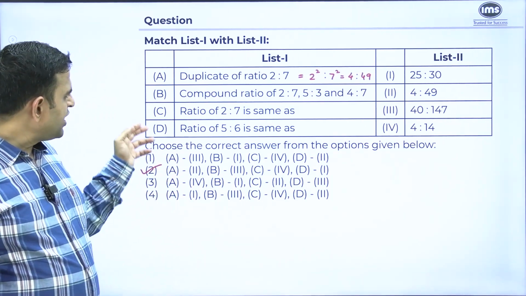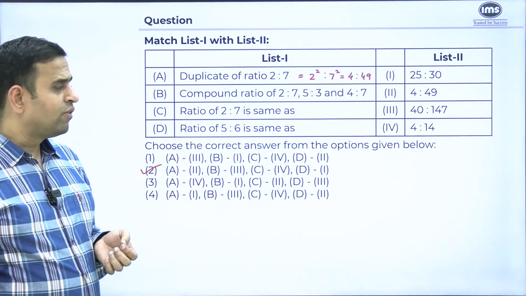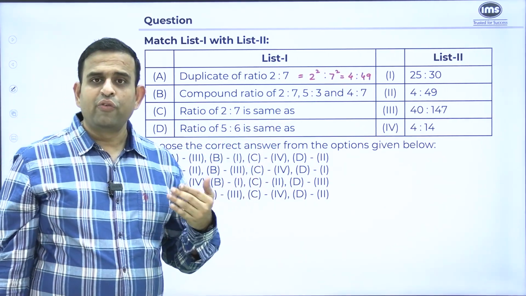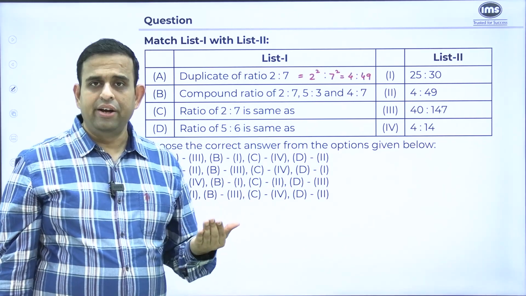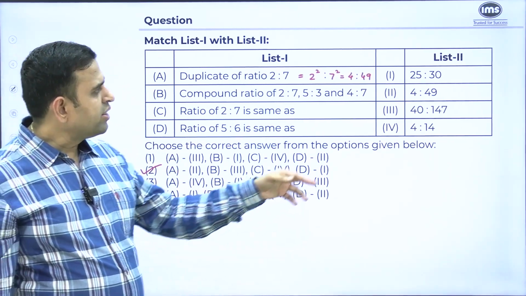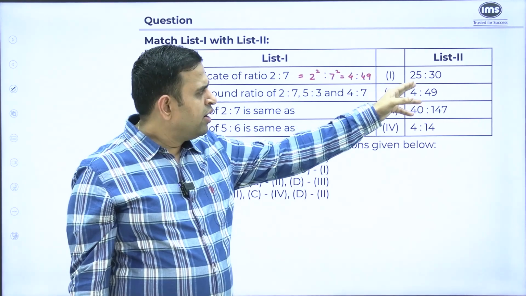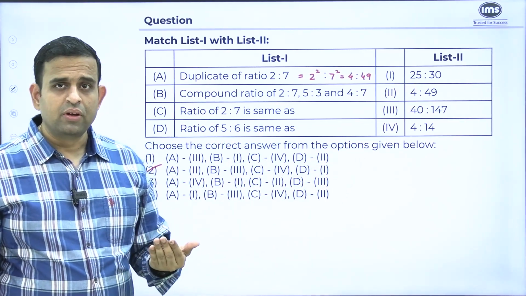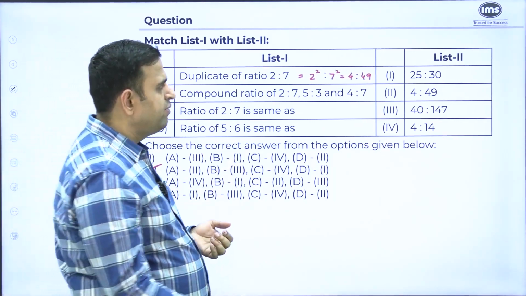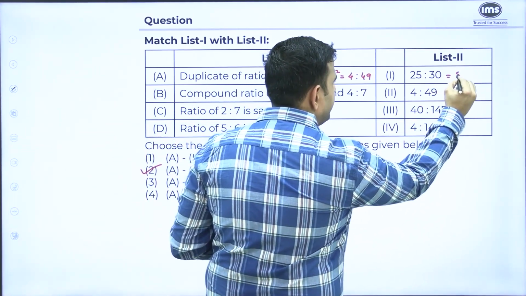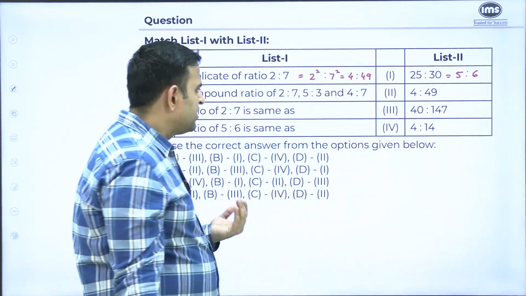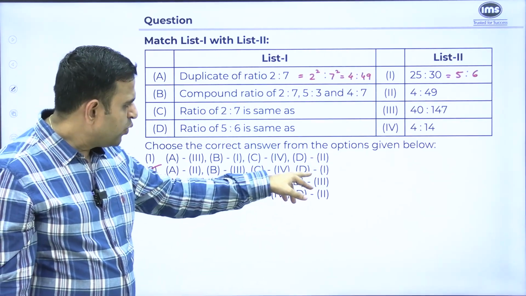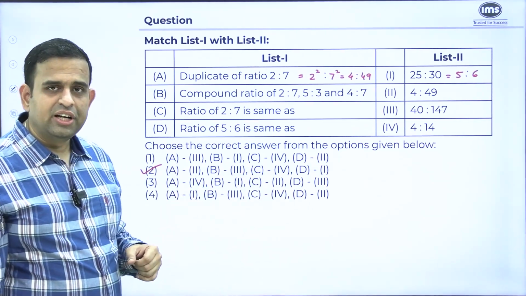Now understand, if someone looks at C and D also very carefully, they will observe that the ratio of 2:7 is the same as something there. We know that a given ratio can be simplified. In this case, if I look at list 2 and the numbers 25 and 30, both are divisible by 5. If I reduce both by 5, this becomes 5:6, and this is the same as D. So D is going to go with 1. Again, this could have helped to mark option number 2 as the answer.